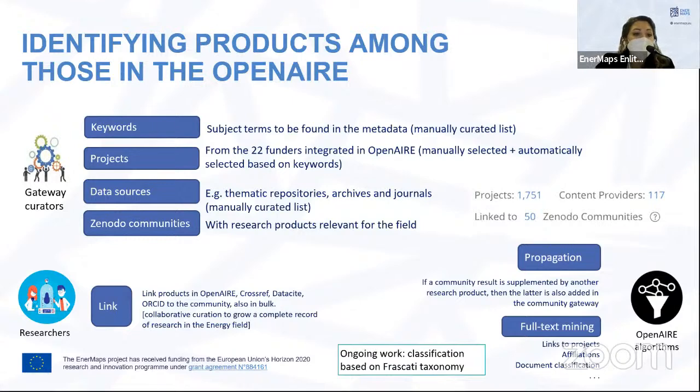Now, these are the different items that can be found on the gateway. A user can run a search by keywords, can browse through projects, can explore a number of data sets and data sources, and there is also a link to the Zenodo communities. Another link is between the different products in OpenAIRE, on Crossref, or the other content providers to the community, that you can do with a single entry or also in bulk.